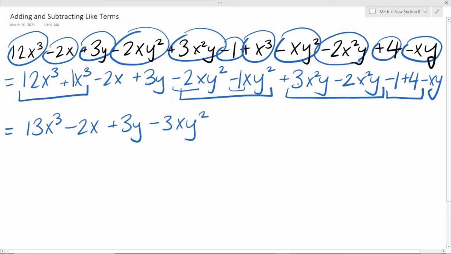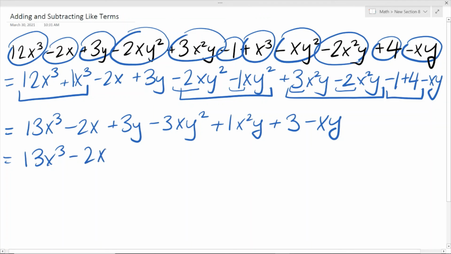And then we also have 3 minus 2 because we just consider the coefficients. 3 minus 2 is 1. And then we write the variables, just copy the variables at the end, x squared y. And then we have negative 1 plus 4. So it's like saying 4 minus 1, which is going to be 3. And then we have negative xy. Okay, and let's rewrite this. We don't need to write the 1. We should simplify that. So let's not write the 1. So I'm going to copy everything.